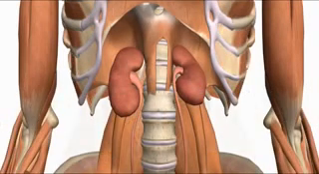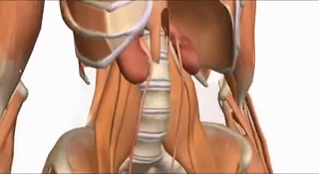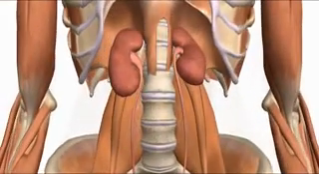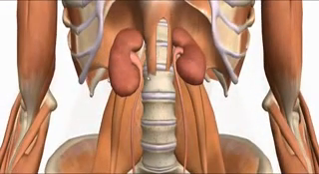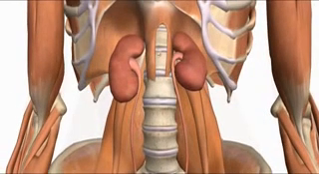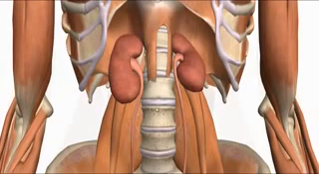So you can see here that they sit on the posterior abdominal wall, and they sit either side of the vertebra. They sit at roughly the level of T12 down to L3. So we've got T12 up here and L3 is down here, so they're not quite shown as extending that far, but most textbooks say they extend from T12 down to L3.